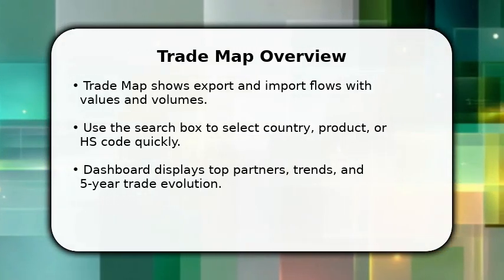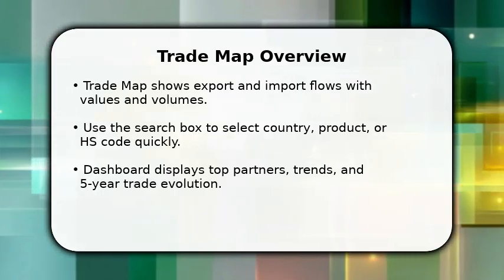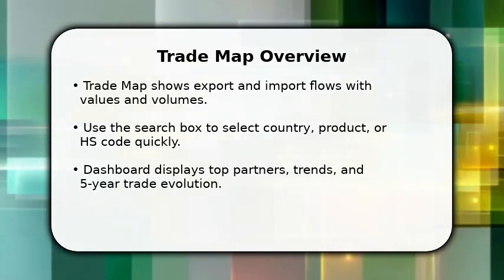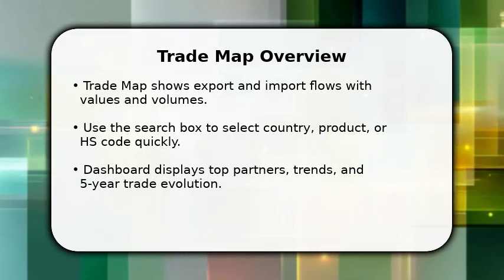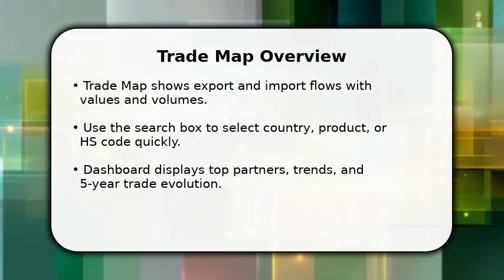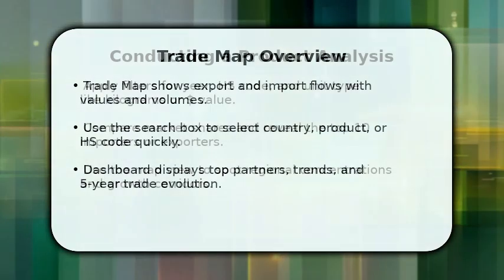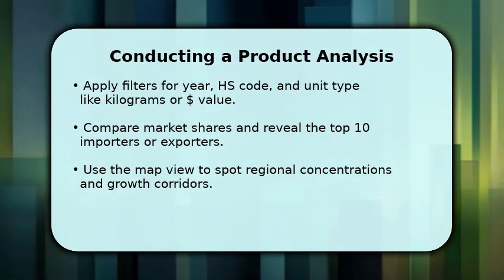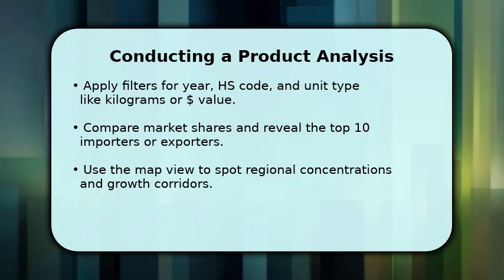Use the search box to select a country, product, or exact HS code and apply filters. The dashboard displays top partners, trends, and a 5-year trade evolution for each selection. Start product analysis by entering an HS code or product name into the search field.